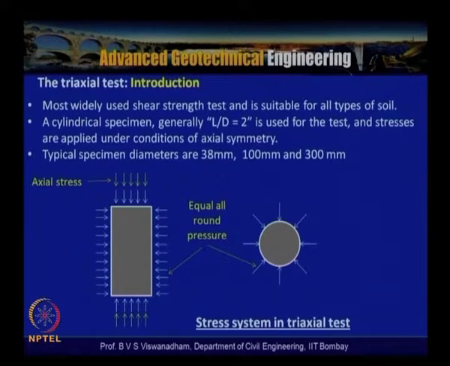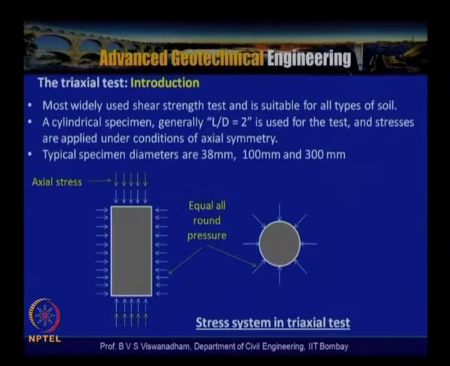The sample is subjected to these conditions. Now, let us say there is an increase in the vertical stress, and upon that increase, if you want to see what is the resistance actually offered by the soil, that can be simulated by using this particular type of test, which is called the triaxial compression test.